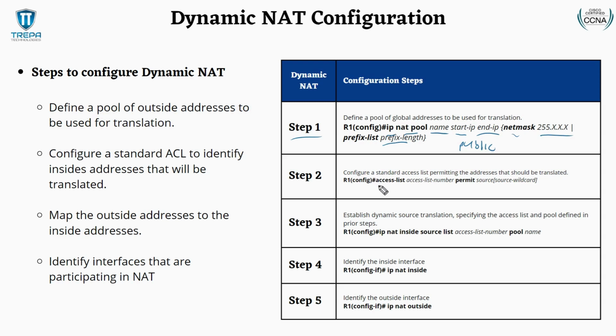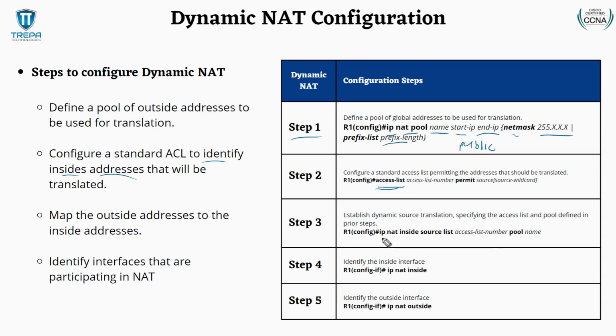And then we're going to configure an access list. And this access list is going to be used to identify the inside addresses that will be translated. Because remember, with dynamic, it's a first come, first serve translation. So we could potentially define a /24. Doesn't mean all the users on our network are going to be able to simultaneously talk, but we can define a whole subnet that needs to be translated. We do that by configuring an access list.